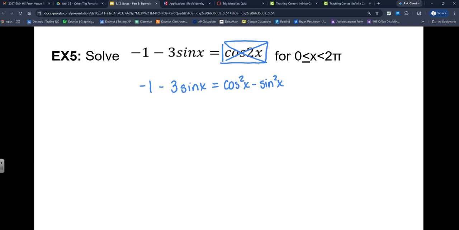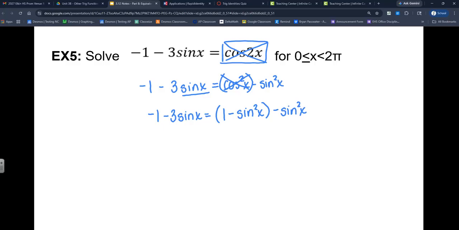Should I change everything to sines or everything to cosines? Sines, because I've got a regular sine x right here. I can't change it, right? So I'm going to do 1 minus 3 sine x. And I do not want this cosine anymore. I want to get rid of it because it's giving me trouble. What can I replace cosine squared x with? 1 minus sine squared x. So I replace that.